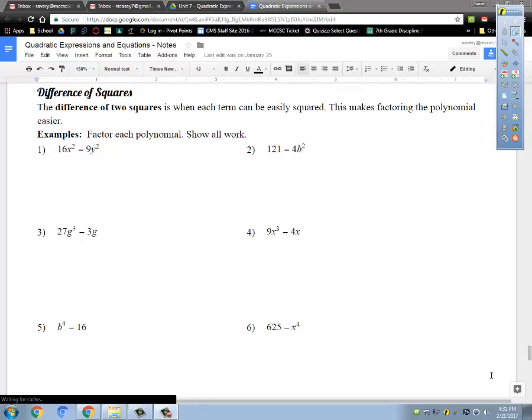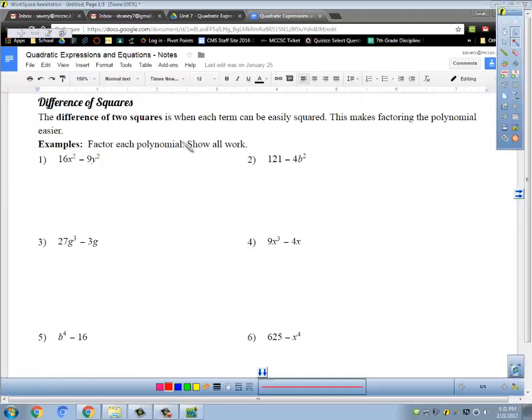Hey, today we're going to be factoring what's called difference of squares. So what's going to happen is you're going to see a difference, so subtraction, of two numbers that can be squared. With these, you want to look for, I'm going to write this down, subtraction, perfect squares, so numbers you can easily take the square root of, and even exponents.